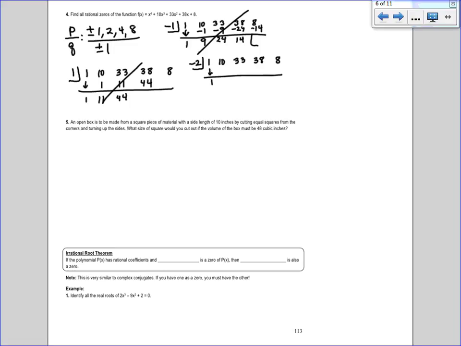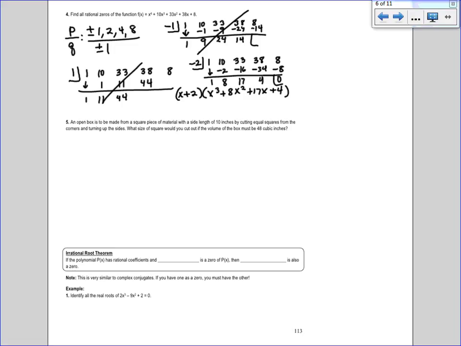Drop the 1. 1 times -2 is -2. Add straight down, I get 8. -2 times 8 is -16. Add straight down, I get 17. -2 times 17 is -34. Add straight down, I get 4. -2 times 4 is -8. Add straight down, I get 0. Okay, there I am. So this means I factored into x plus 2, change the sign, times x cubed plus 8x squared plus 17x plus 4.